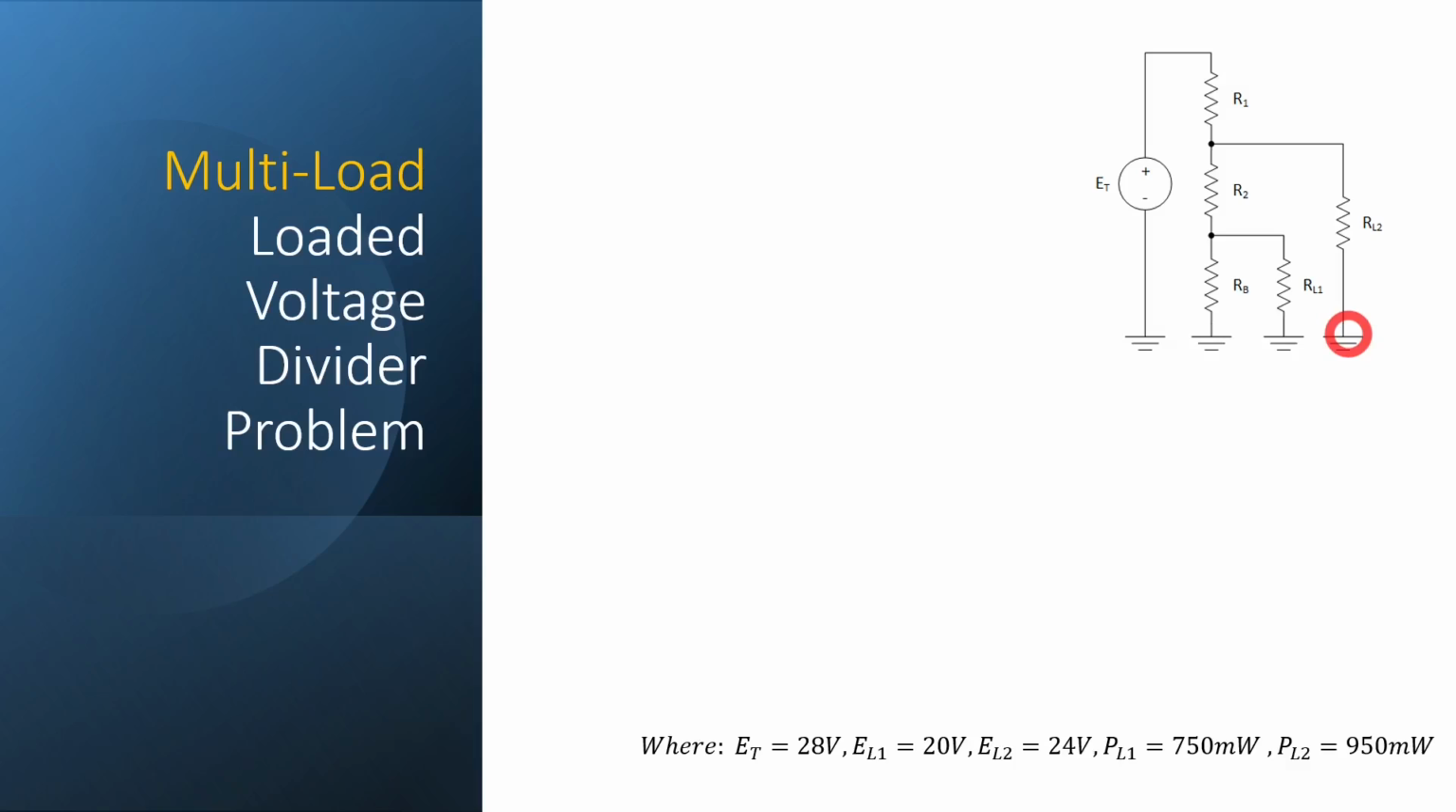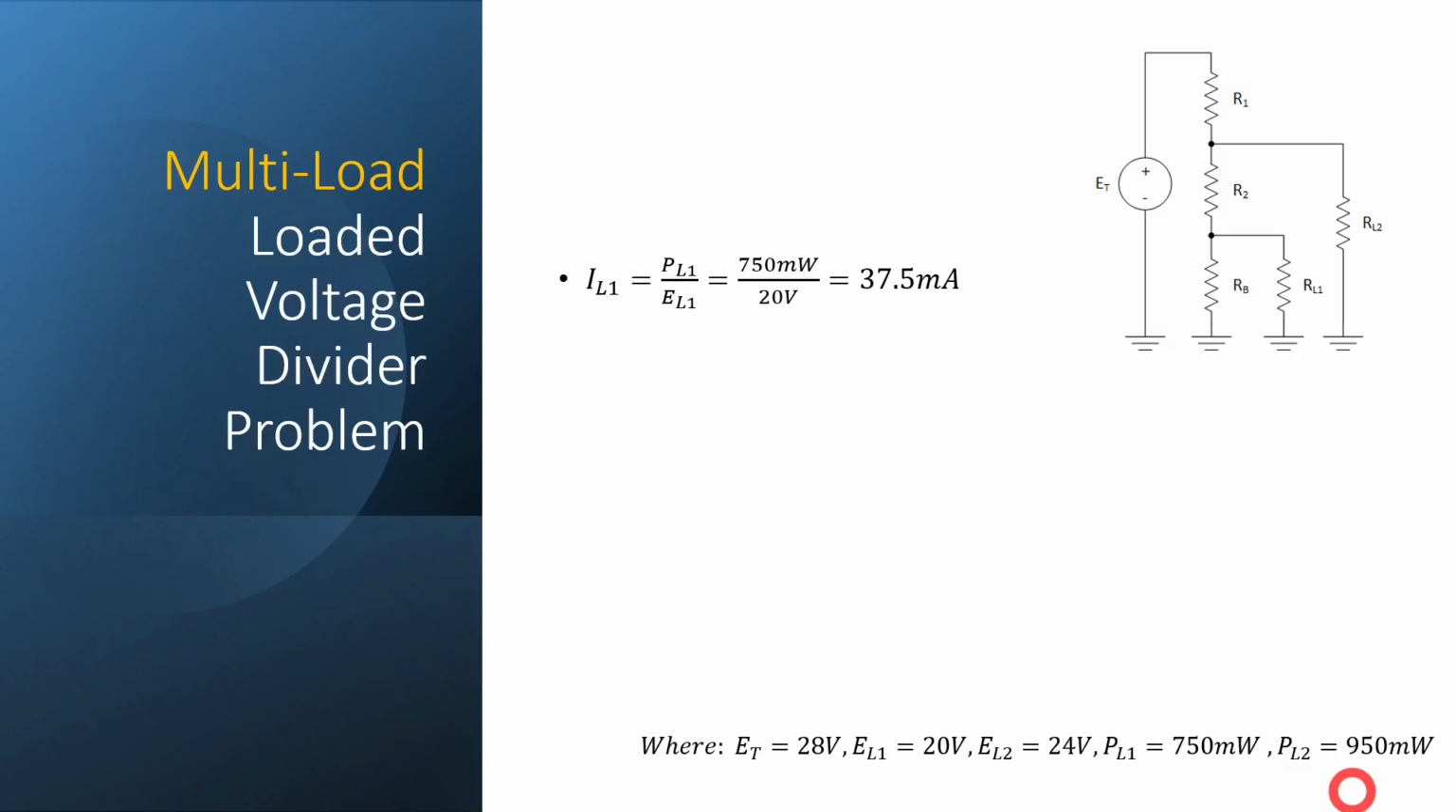So here I have a sample where our supply voltage is 28 volts. Our first load, this inner load here, is 20 volts, and then this outer load, this second load, is 24 volts. The first load pulls 750 milliwatts of power, and the second load pulls 950 milliwatts of power. So we're going to use those givens to design an appropriate voltage divider.